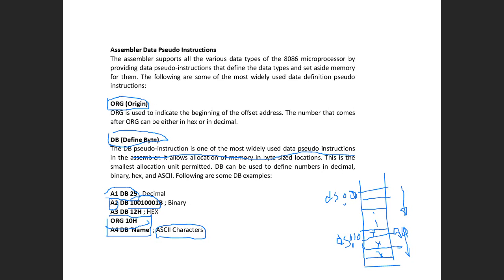This is the big point. Our data can be a decimal number; we can declare it as a decimal number, a binary number, a hexadecimal number, or ASCII data. But everything is converted into binary code in the memory, right? That's it. And we can assign a variable to the number that is saved in the memory. Okay.